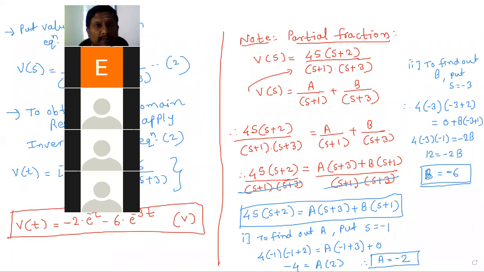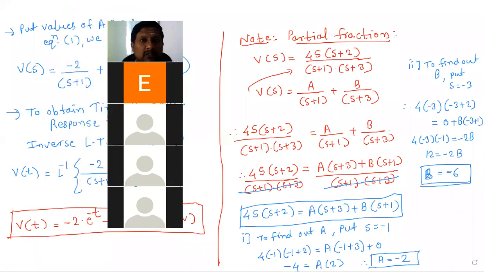So we can stop here. In the next lecture we can solve another type of example where the complex poles are there.